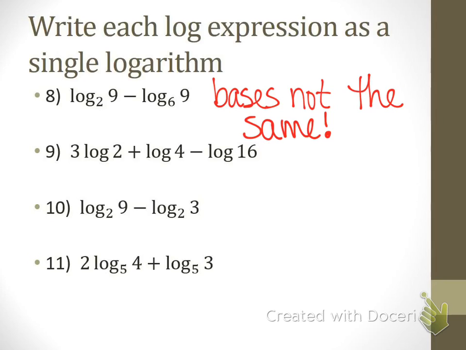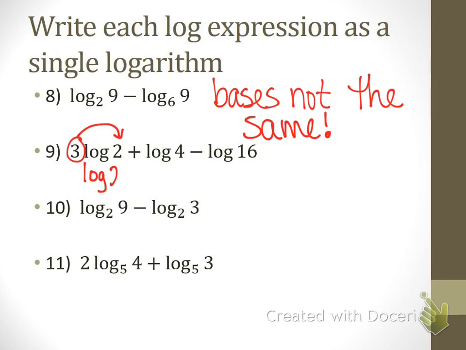Now, number 9. There's a lot going on there. What do you think we need to deal with first? The exponent on the first one. Okay, so the coefficient on the first one needs to become an exponent. It needs to be order of business number 1, which I hope makes a little bit of sense, because if you think about your order of operations, what's one of the first things we deal with? Exponents. Okay, and coefficients in front of logs become exponents on those numbers.